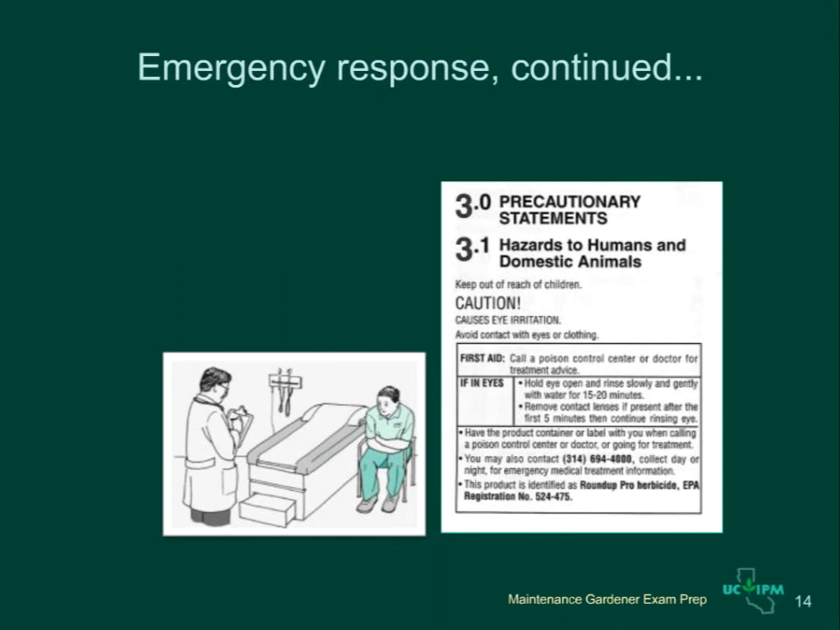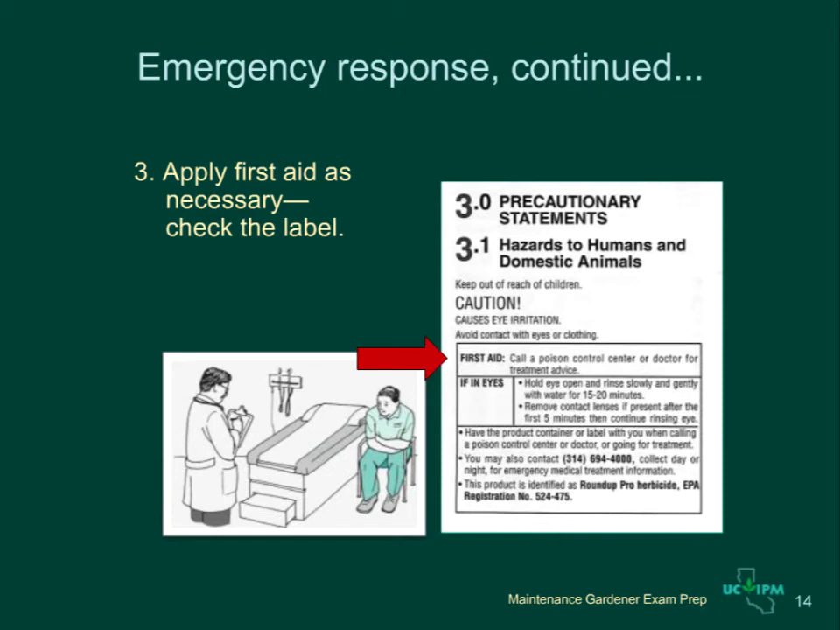Next, if emergency first aid is required, for instance to restore breathing, call for help and then begin rescue breathing. Check the label for first aid instructions. Obtain medical care immediately by calling 911 for an ambulance or taking the person to the nearest medical facility. If possible, bring the pesticide label, but in any case, be sure to know the name of the pesticide applied and its EPA registration number.